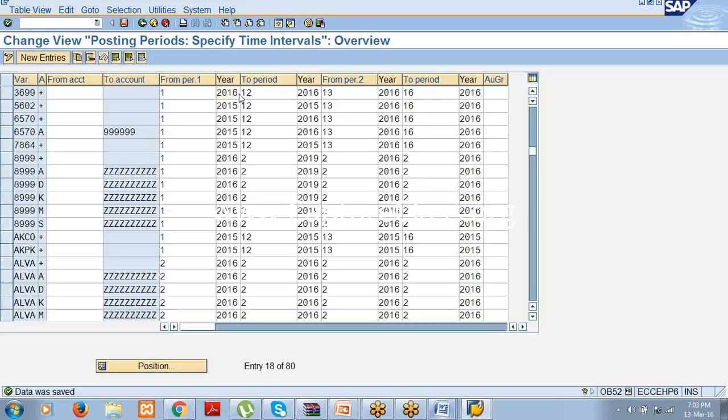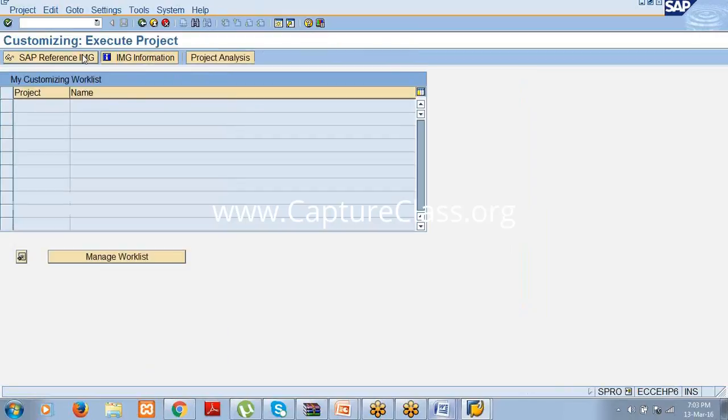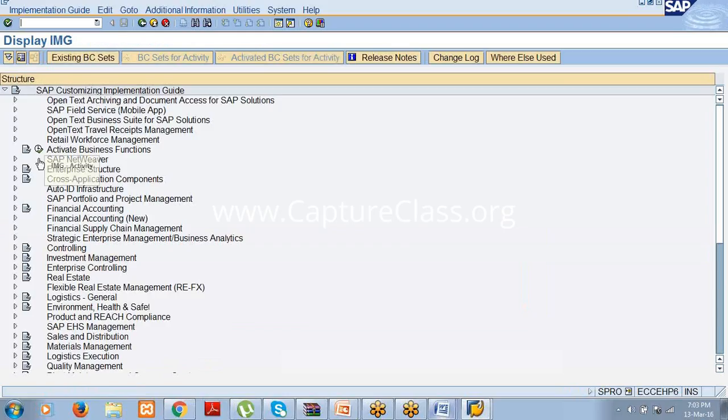Now, here I told you that every month the user has to open the periods, right? In order to open the periods, we have to access the same screen, right? But you came to this screen from SPRO. Look at the screen.